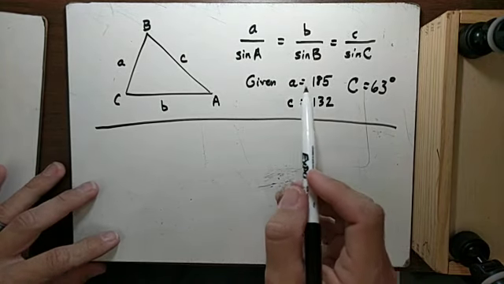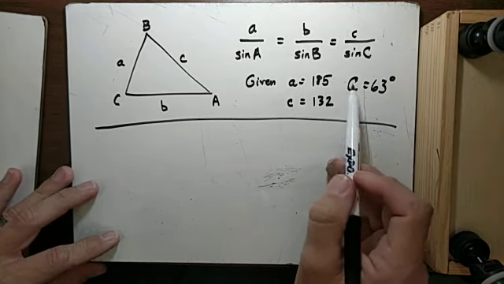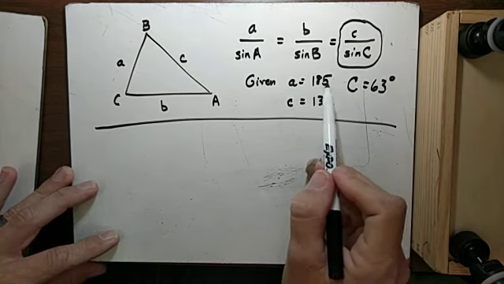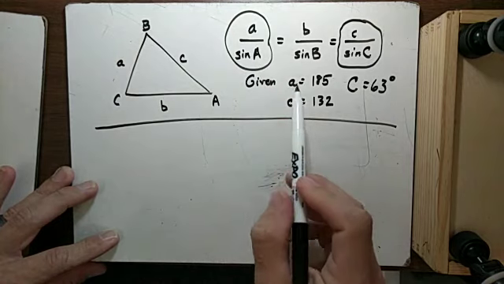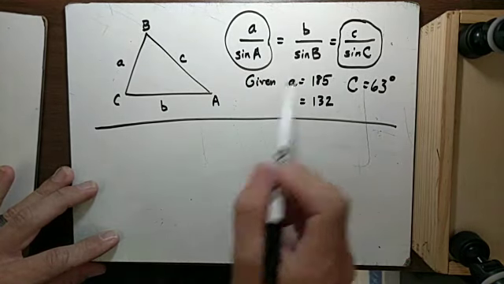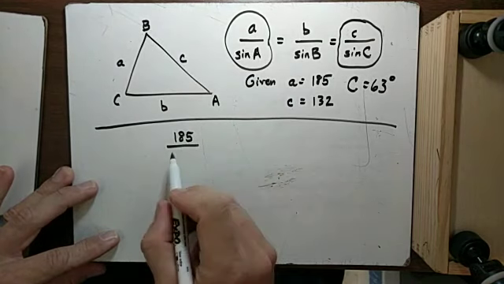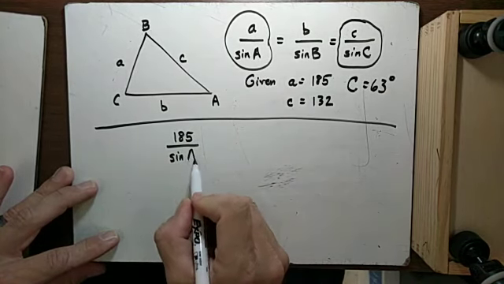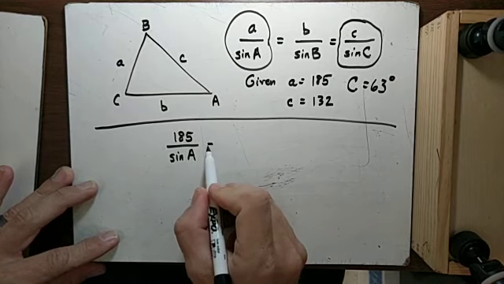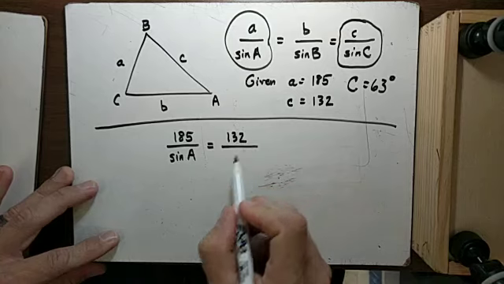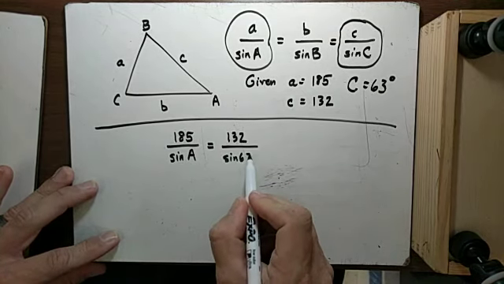So, all right, what I'm going to do then is use the fraction that has the little c and the big C in it. And I have side a, so I'm going to use this fraction, right? And I'm going to plug in what I know. So 185 over the sine of some angle that I don't know, right? We're going to find that out, is equal to 132 over the sine of 63 degrees.